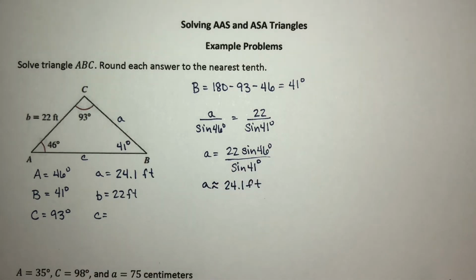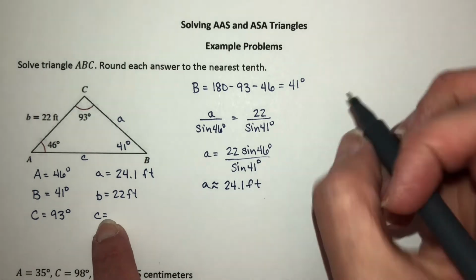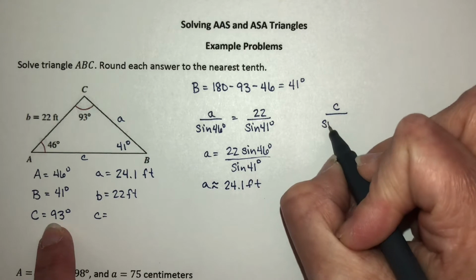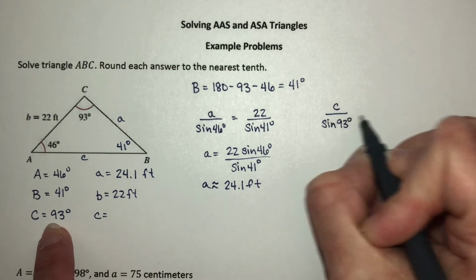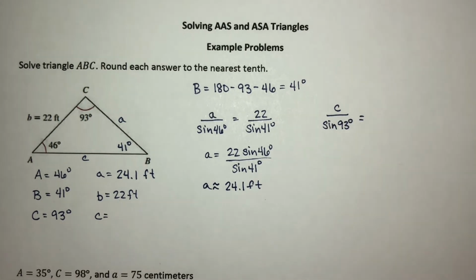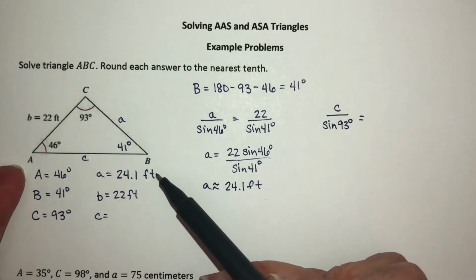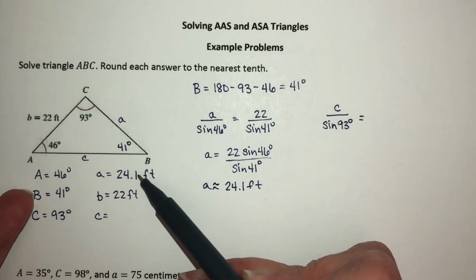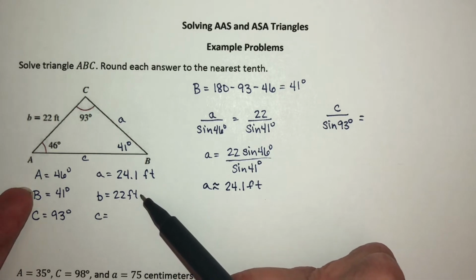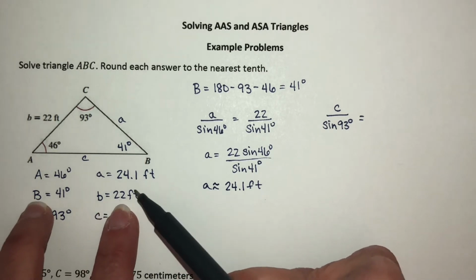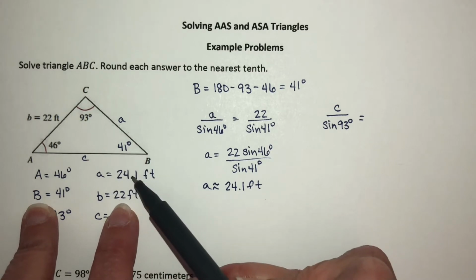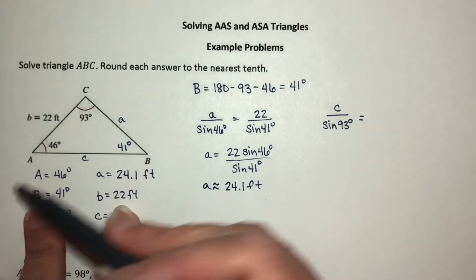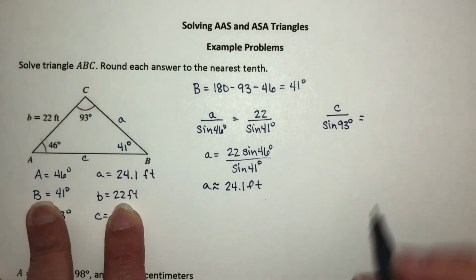Okay, now find side C. So I have C over sine of 93 degrees is equal to. Now technically I can use these 2 values or these 2 values, but since this was rounded, I'm going to choose to use this one. And besides, if I made a mistake calculating this, I'd rather not use what could be a mistake. I'd rather go with something that I'm more sure of.